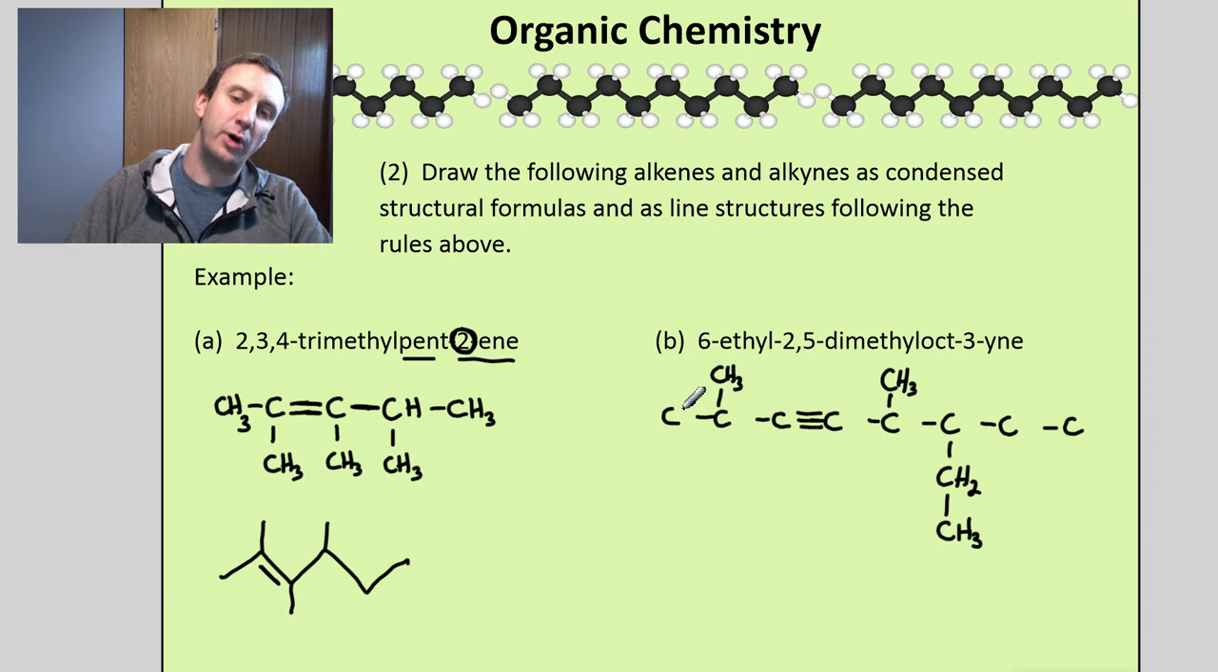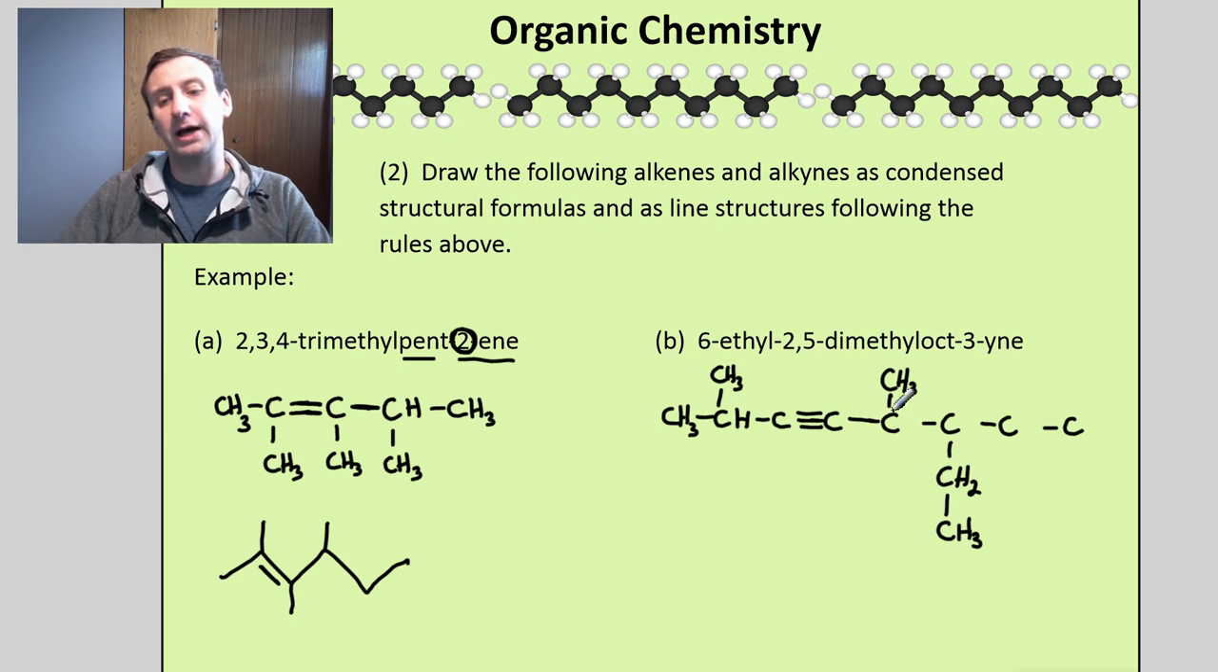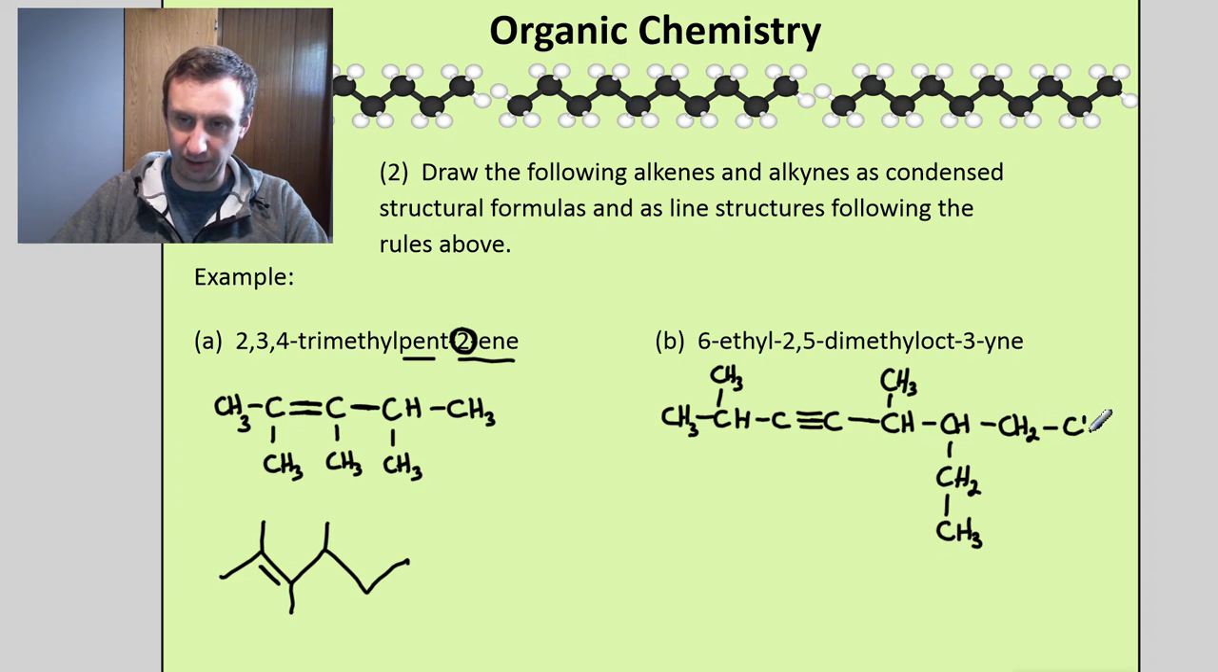This carbon now has 1 bond, so I need 3 hydrogens. This carbon has 1, 2, 3 bonds. I need 1 H. This carbon's good. It's got 4. This carbon's good. It's got 4. Here I've got 1, 2, 3 bonds. I need 1 hydrogen. 1, 2, 3 bonds. I need 1 hydrogen. 2 bonds. I need 2 hydrogens. And then finally, 3 hydrogens on this one here.